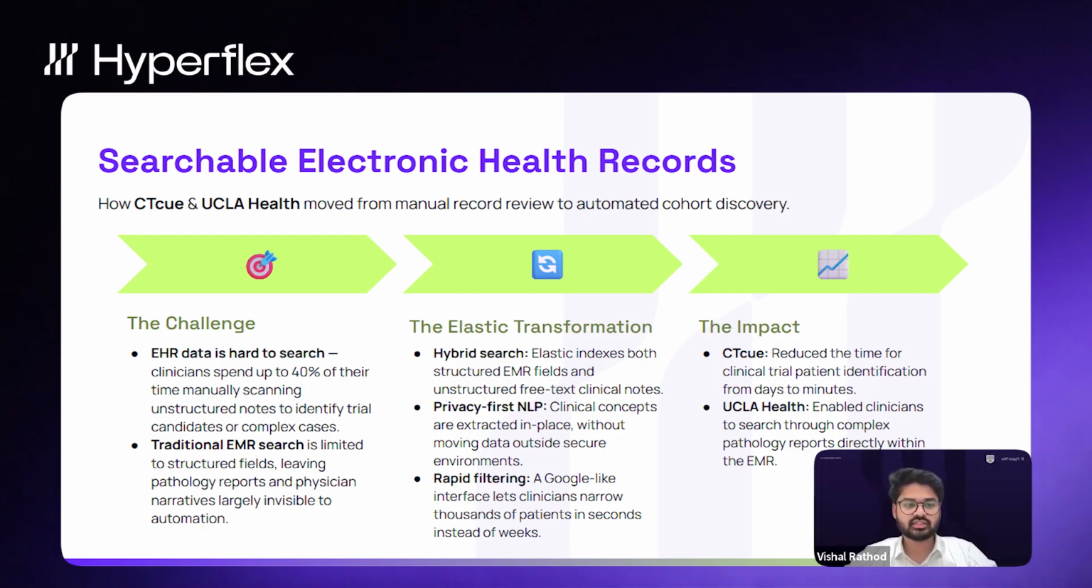Another issue that we discussed was making EMRs and EHRs searchable. So CTQ and UCLA Health have moved all of their manual records review to automated cohort discovery. What that means is now you can just directly search on the patient data to find any relevant results that are needed to proceed further on any treatment. EHR data is very hard to search, and a study says that clinicians spend around 40% of their time manually searching through the data.